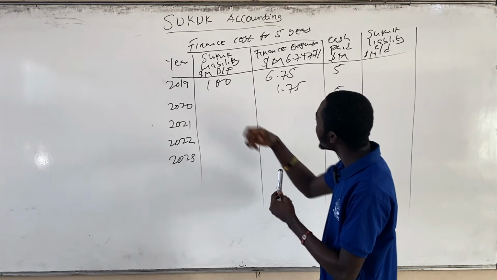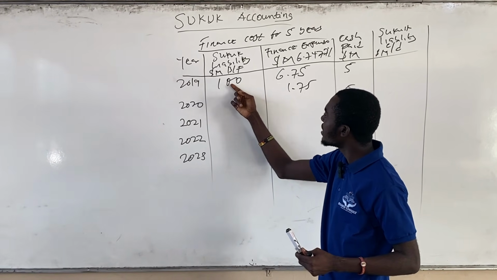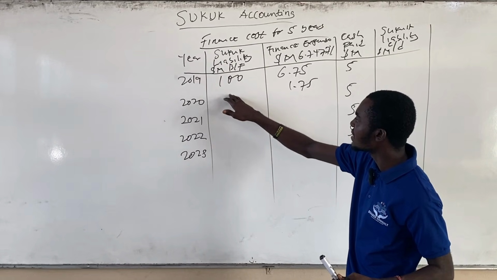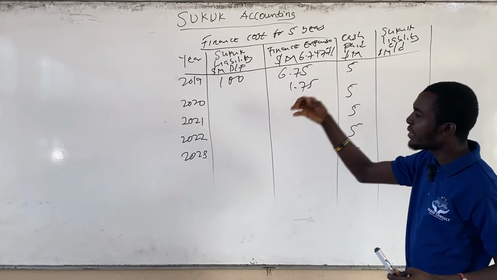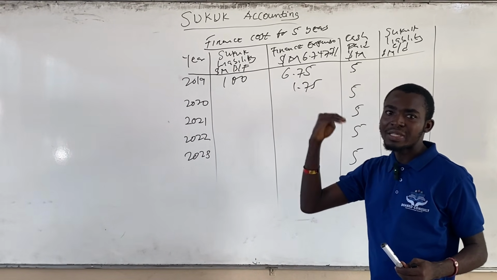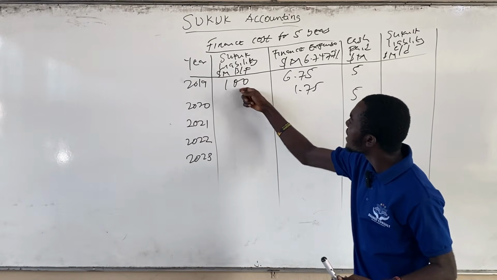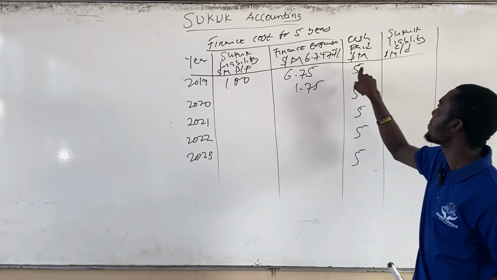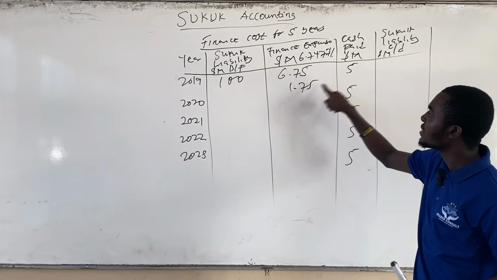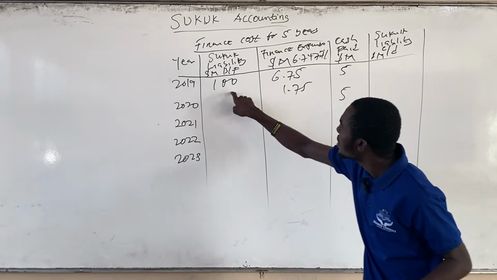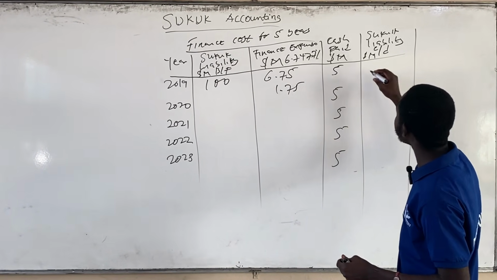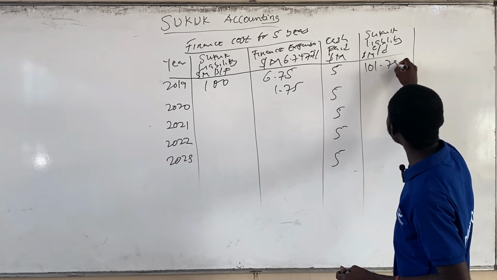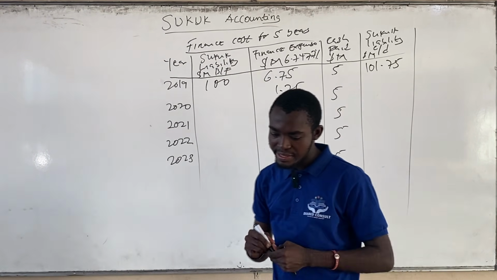At the beginning of the year, they are owing 100 million. So at the end of the accounting year for 2019, the Sukuk liability, the total amount that the originator will be owing, will be the initial amount plus the difference between the finance expense and the cash paid, which is 1.75. So the originator will be owing 101.75 million at the end of the first year.